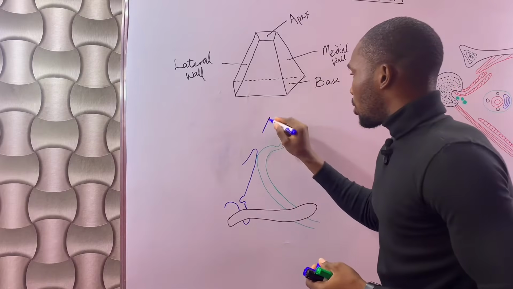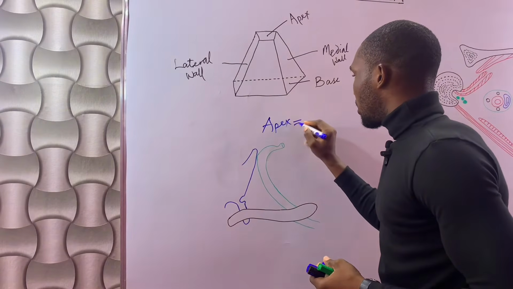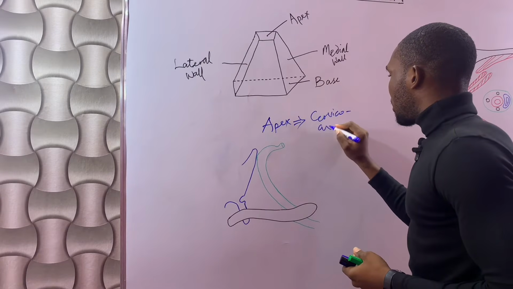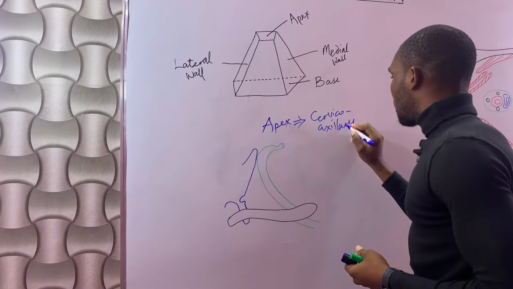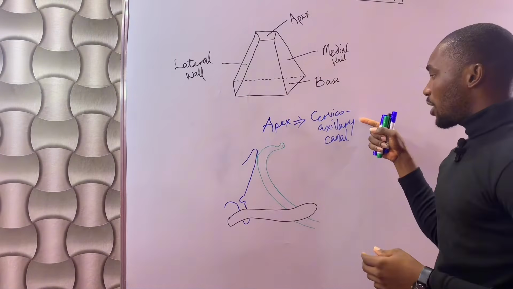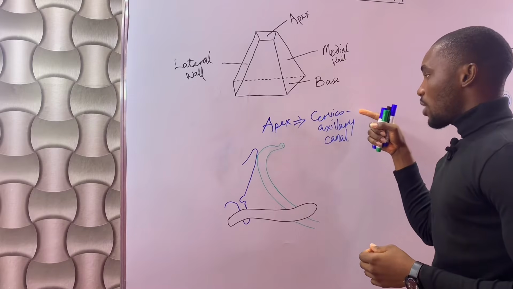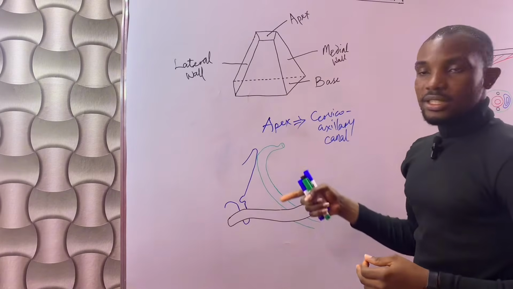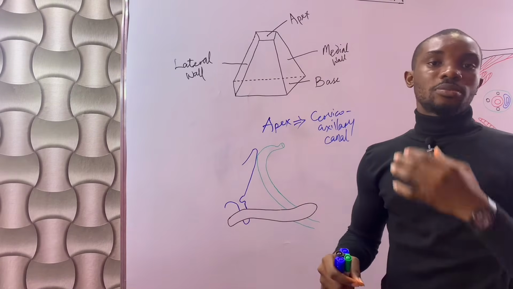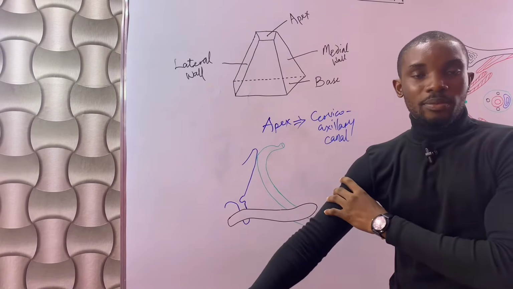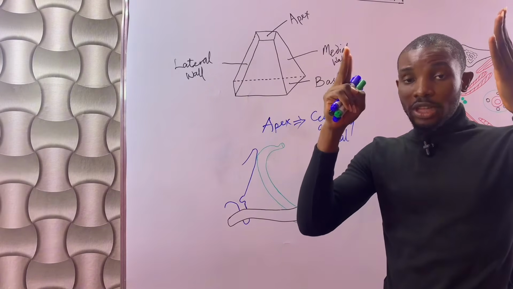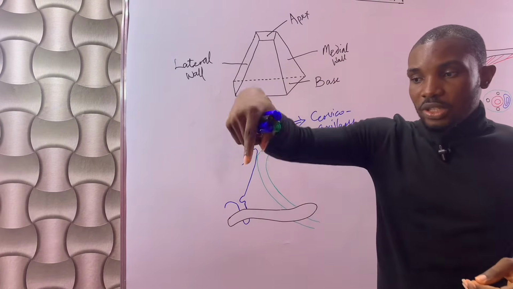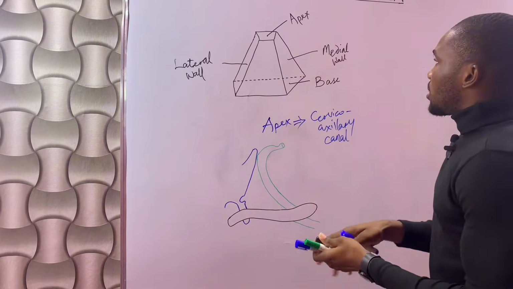The apex is also called the, can you guess it? Cervico-axillary canal. Why is it called cervico-axillary canal? I'm sure if you look at the compound word, you see that there's the cervical and there's the axillary region. That's why it's called cervico-axillary. You know, the axilla is responsible for transmitting structures from the neck to the upper limb. When you are transmitting structures from the neck to the thoracic region, it passes through the thoracic inlet.